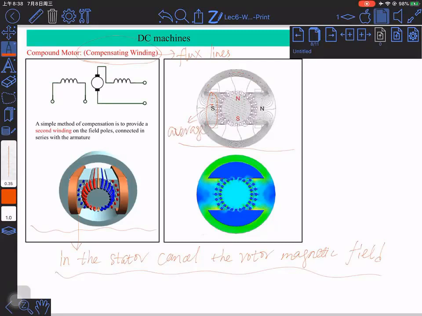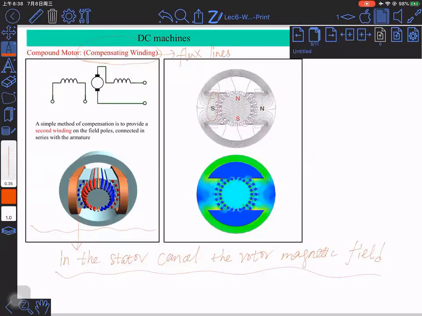So you can take the average effect. And because we are using the compensating windings here, they will create a magnetic field which cancels the rotor magnetic field. So it gives us a good field magnetic flux lines distribution. This is the contribution of the compensating winding. And you can see that by using them, the flux lines of the field are quite evenly distributed. Although it's not perfectly evenly distributed, it is okay.